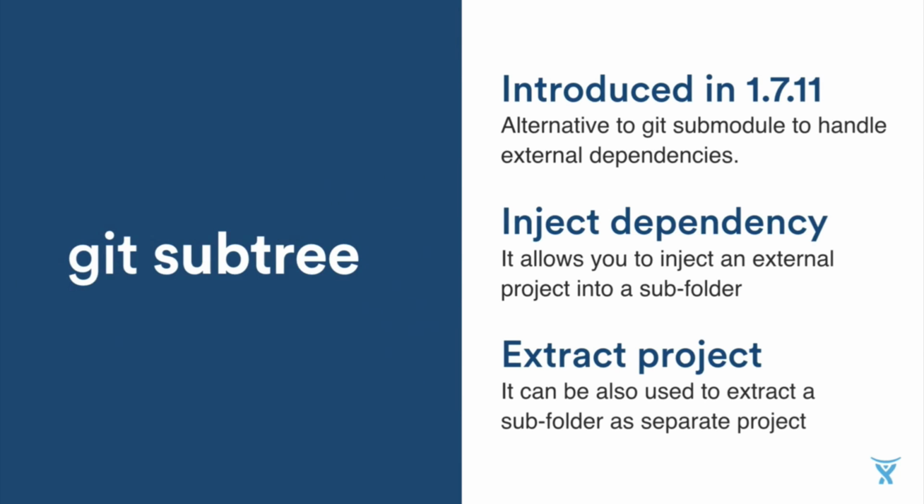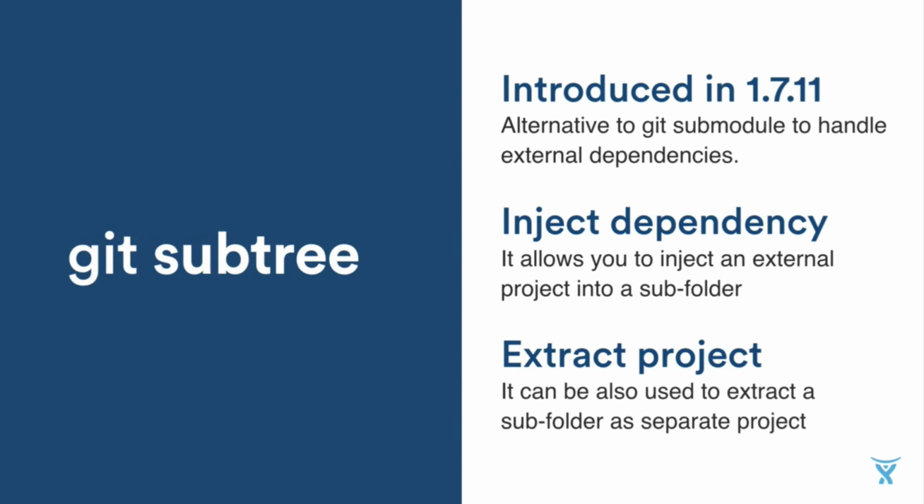So what Git subtree allows you to do is inject another Git repository external to your current project into a folder of your current project. And also it allows you to do the reverse. It allows you to extract a folder in your repository and create a completely separate repository from it, preserving all the history of the changes done to that specific folder. So that's a very high-level definition of what Git subtree does.